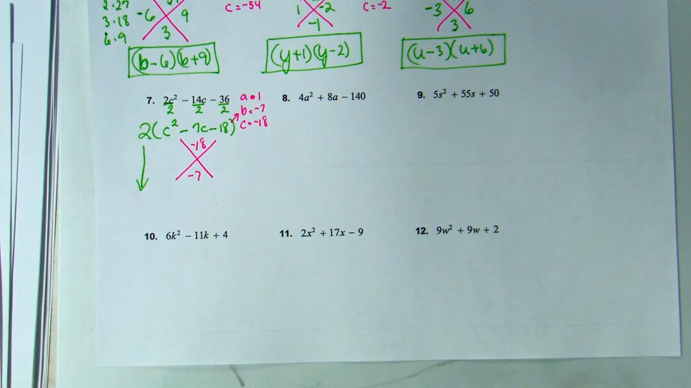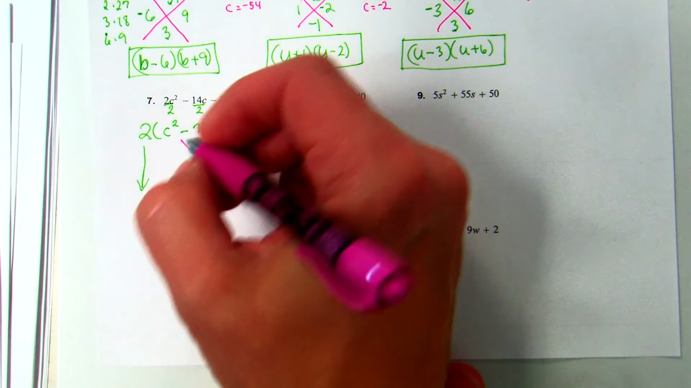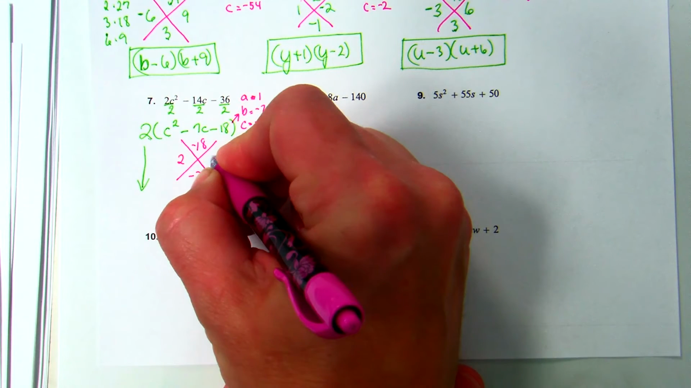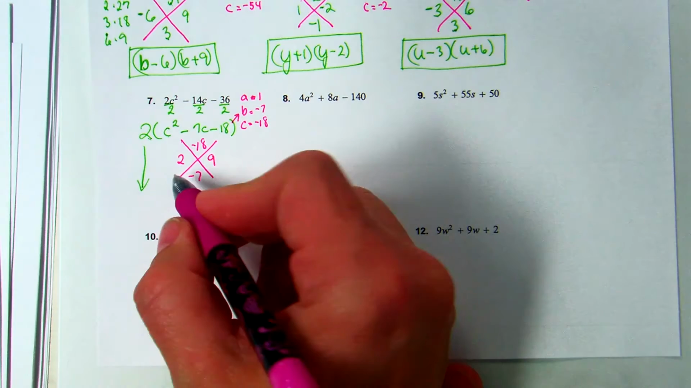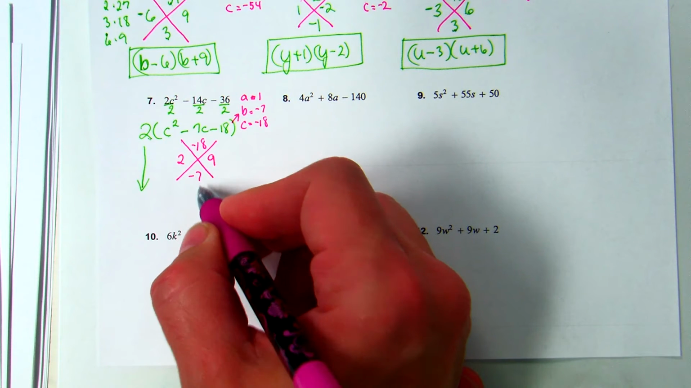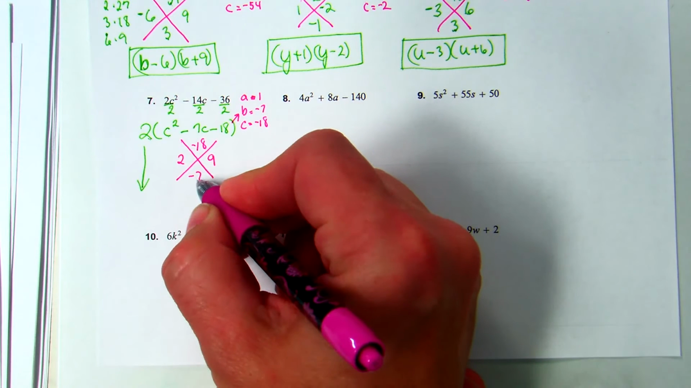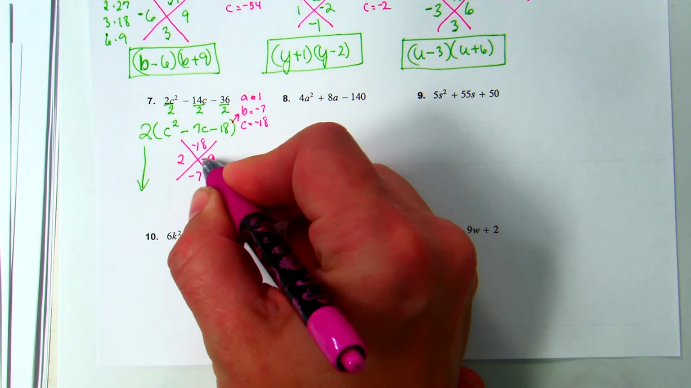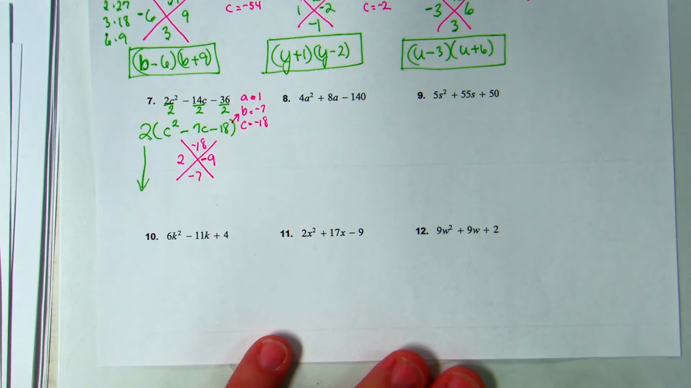So now what factors of, excuse me, what factors of 18 will be a difference of 7? And 9 and 2 is what one of the students here is saying, and that is correct. It's going to be a 2 and a 9. 2 times 9 is 18, and the difference of 2 and 9 is 7. And again, we look at the bottom term. It's negative, so we have to put the negative sign on the larger of the two factors.